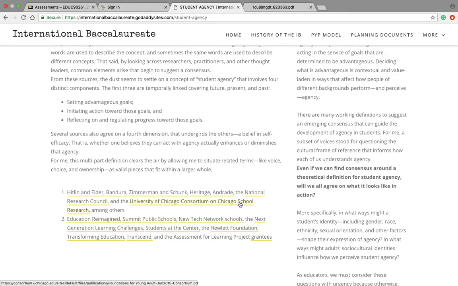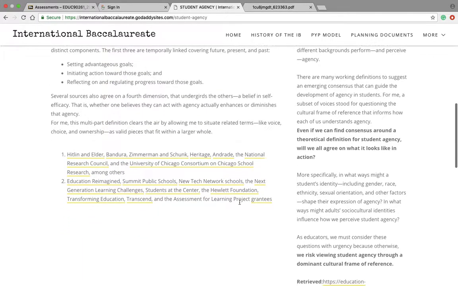There are many working definitions, and we know that. For me, a subset of voices stood for questioning the cultural frame of reference that informs how each of us understand agency. Even if we can find a consensus around theoretical definition for student agency, are we all going to agree on what it looks like in action?